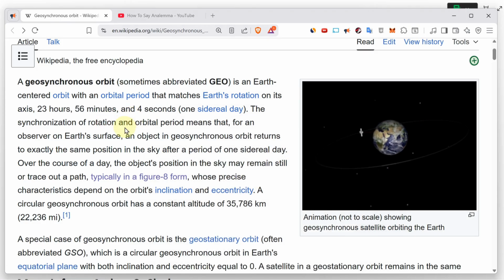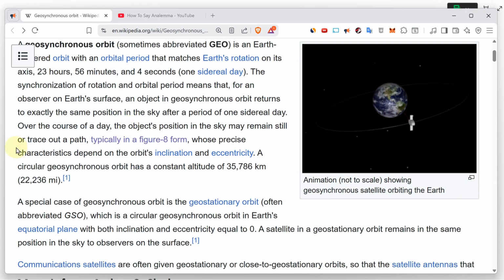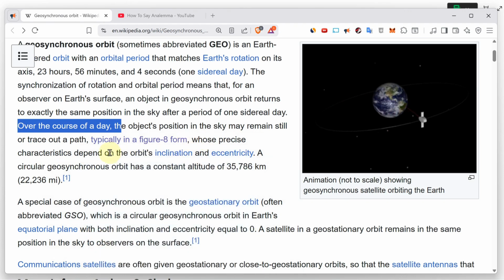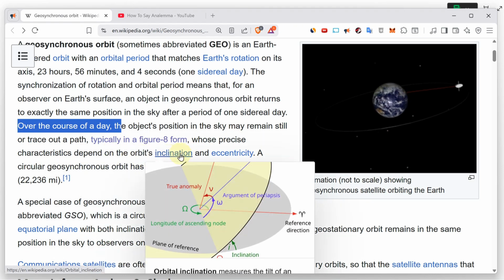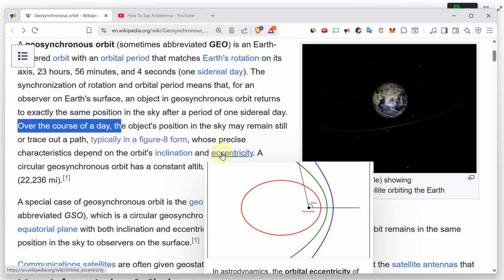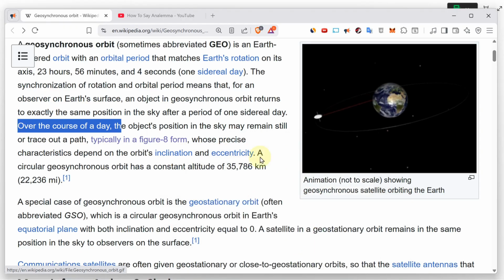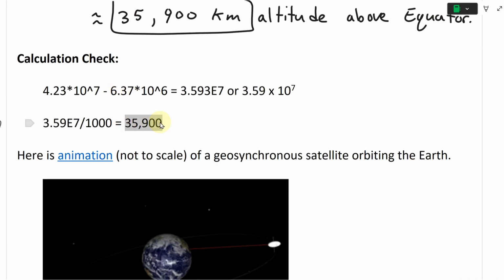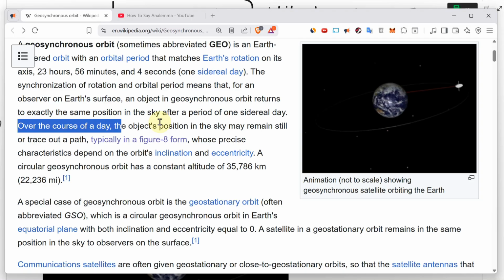All right. And then I just want to make a point right here. Over the course of a day, the object's position in the sky may remain still or trace out a path, typically in a figure 8 form, whose precise characteristics depend on the orbit's inclination and eccentricity. Again, that's with the whole ellipse, because we just assumed a circular orbit. So a circular geosynchronous orbit has a constant altitude of 35,786 kilometers, and that's pretty close to ours. We had 35,900. So again, pretty close there.